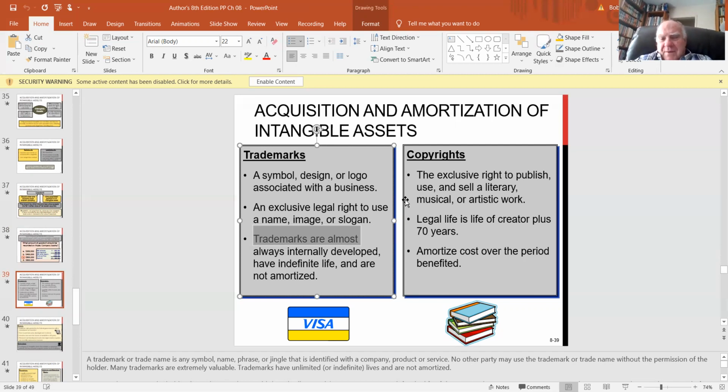The trademark protects you. Copyrights are the right to publish a book. Gives exclusive right to publish or sell literary, musical, or artistic work. And the legal life is 70 years beyond the life of the creator. So, for example, Herman Melville wrote Moby Dick back in 1850, I believe, around that time. He lived till about 1880. He died. It wasn't until 1950 that anyone else could publish that book. So we're going to amortize trademarks and copyrights over the life of the intangible asset.